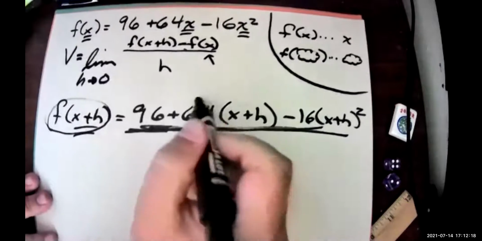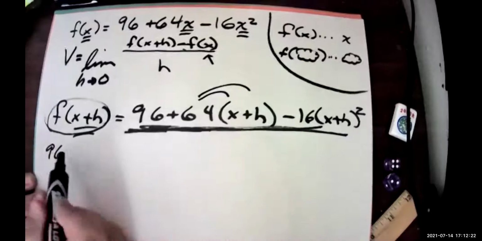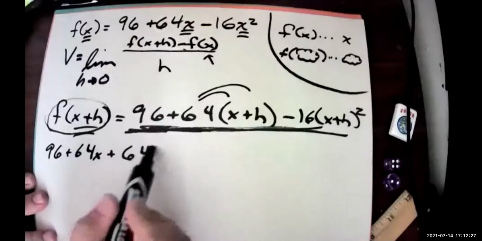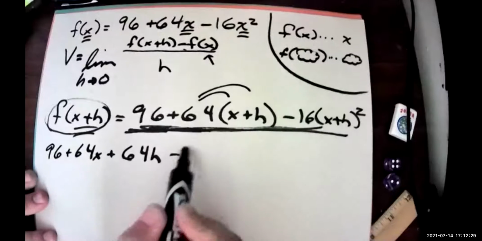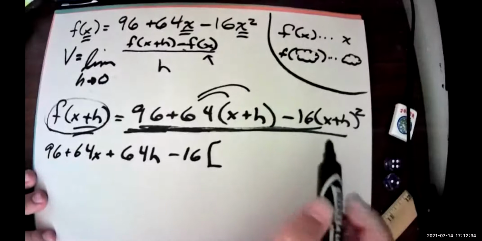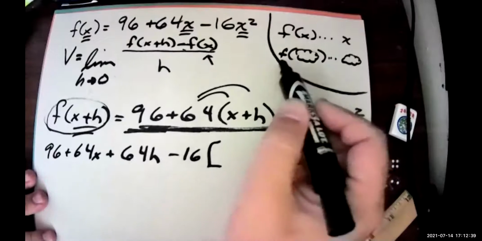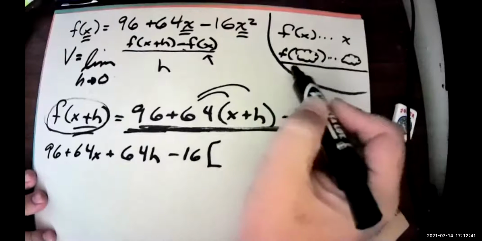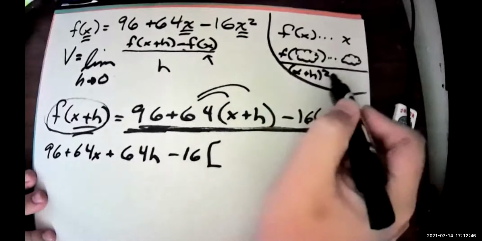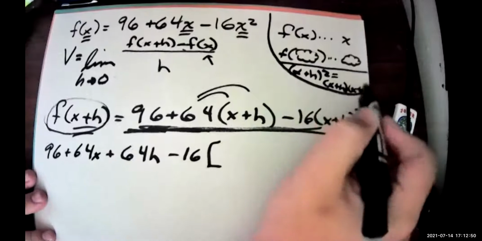Let's carry on. We're going to do this. First it's 96, and then this is plus 64x, and then this is plus 64h, and then this is minus 16 times a very strange quantity. It's going to be this. Now this, if you remember, you're supposed to write this twice and do FOIL to it. X plus h squared, that's the same as x plus h times x plus h.